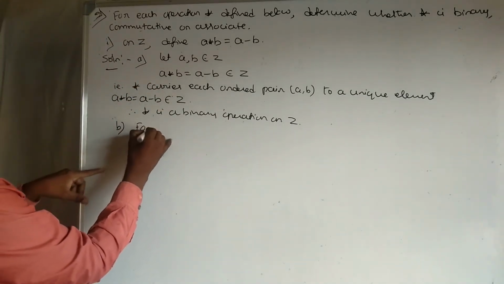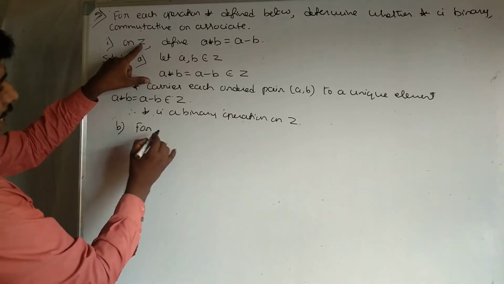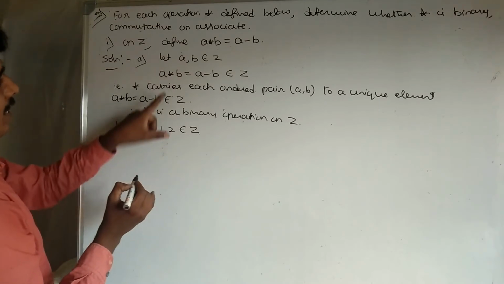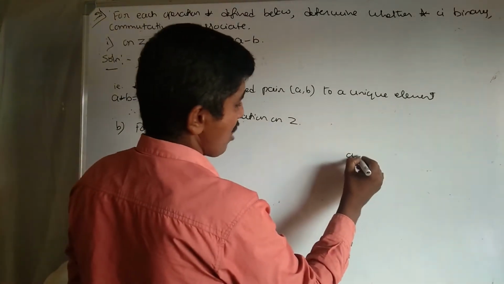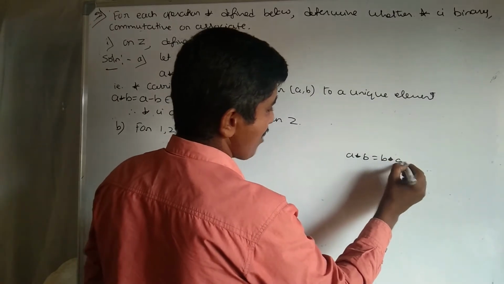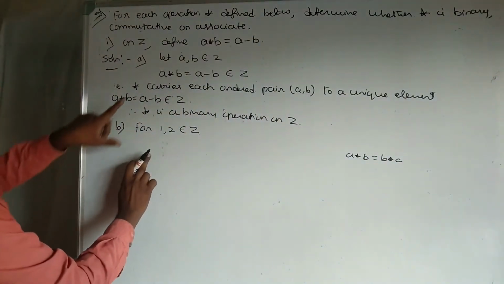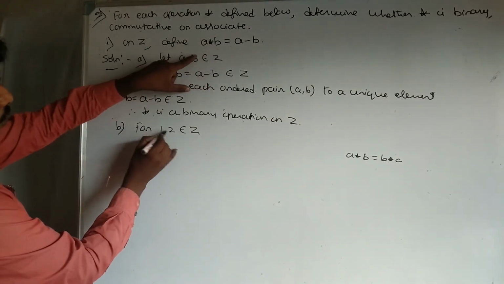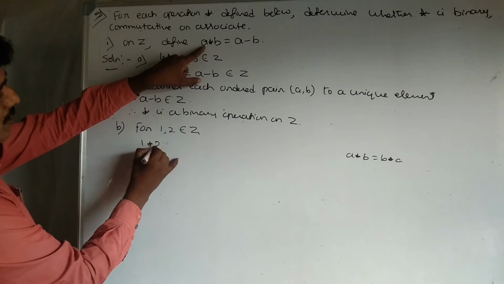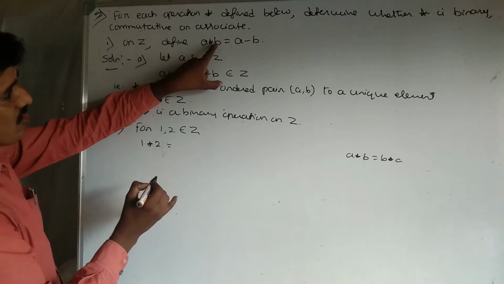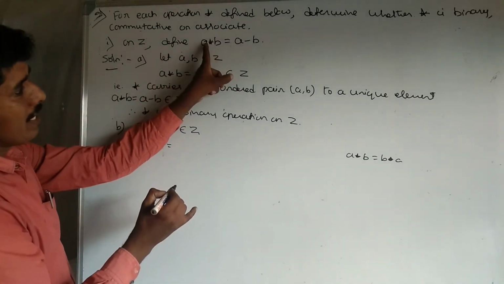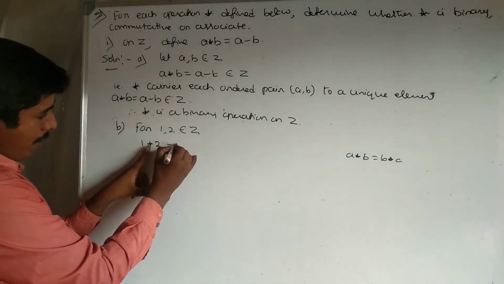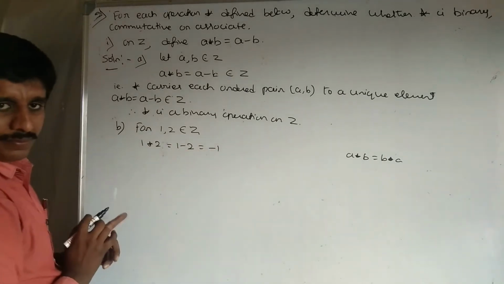Suppose here we have the integers Z, and we take any two integers, 1 and 2, belonging to Z. The commutative property says that A star B equal to B star A means star is commutative. First, A star B, where A equals 1 and B equals 2, means 1 star 2. Star is defined as A star B equals A minus B. So 1 star 2 is 1 minus 2, which is minus 1.